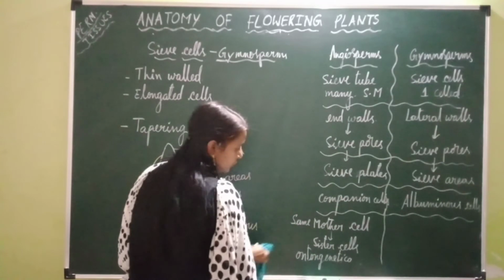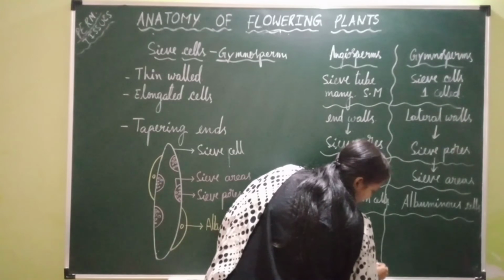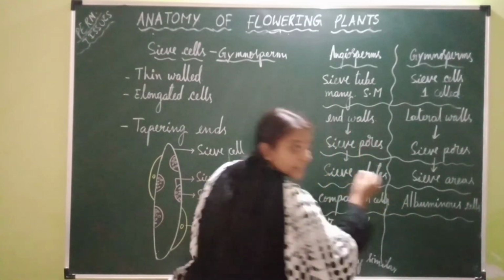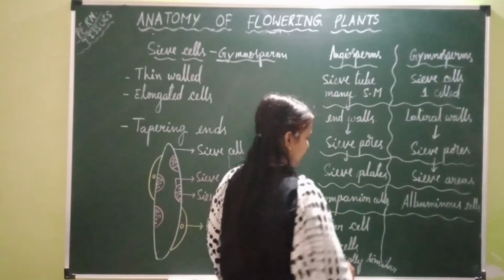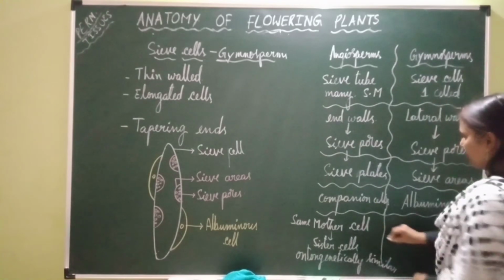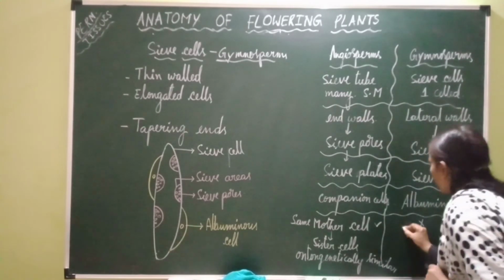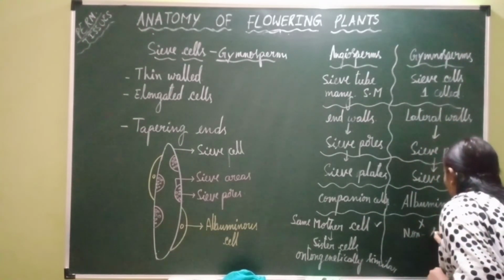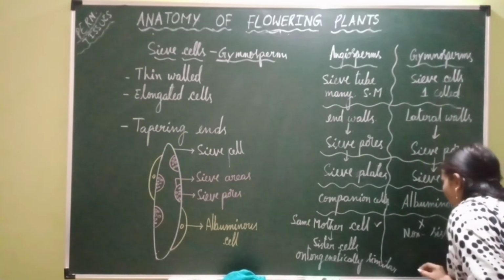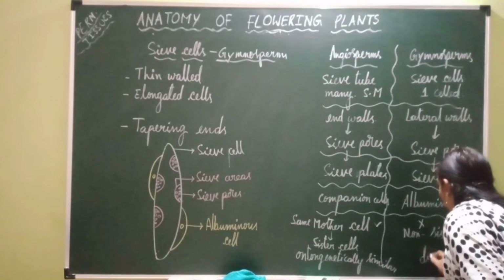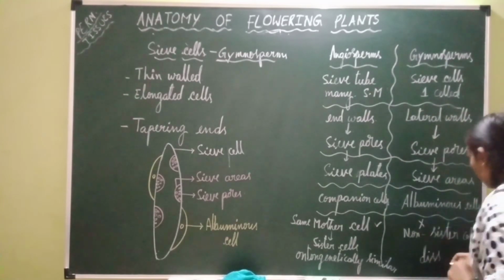Whereas in case of gymnosperms, these albuminous cells and sieve cells are not derived from the same mother cell. Hence they are called non-sister cells, and these are ontogenetically dissimilar. And hence these albuminous cells are not called true companion cells.